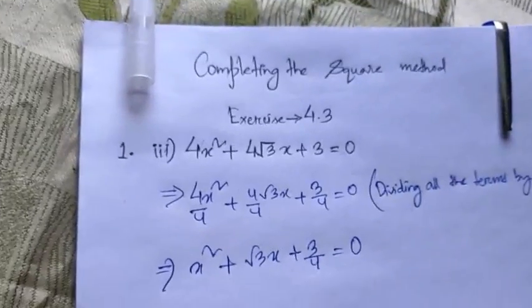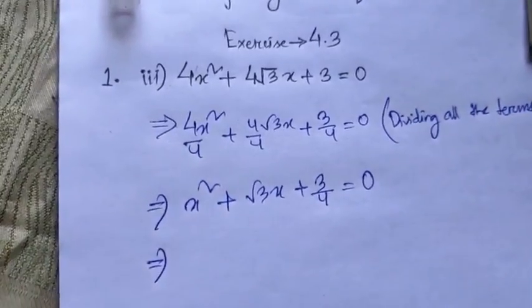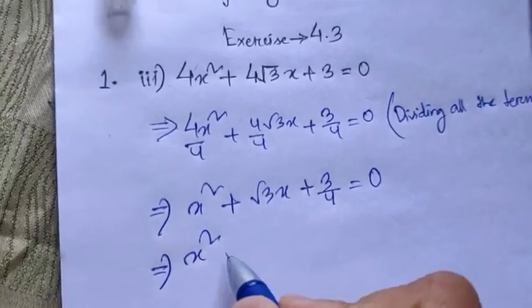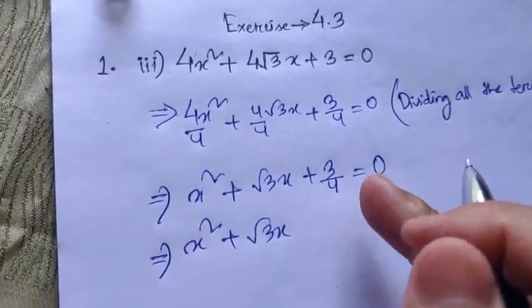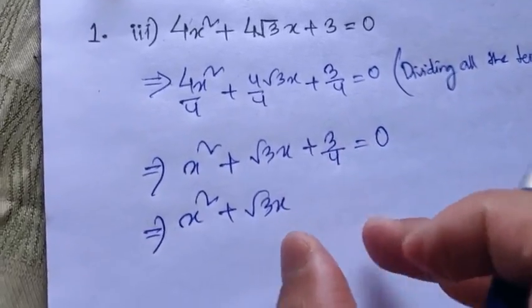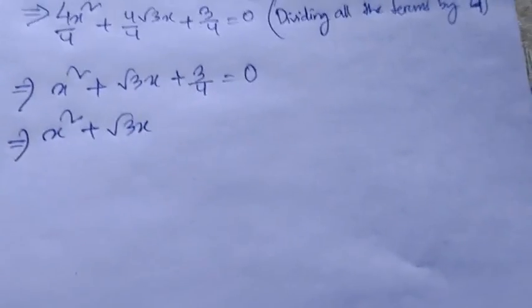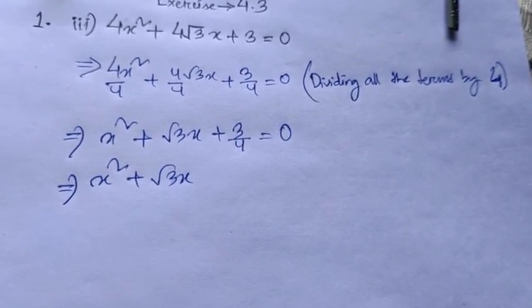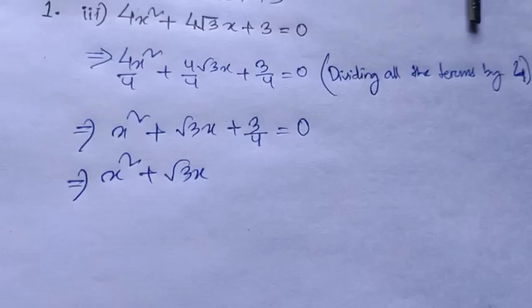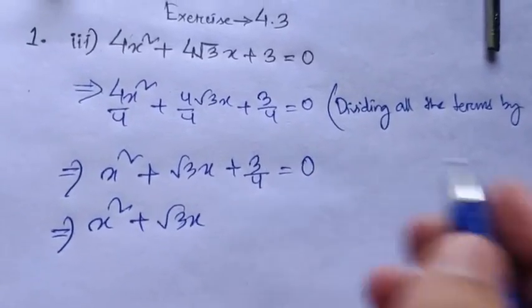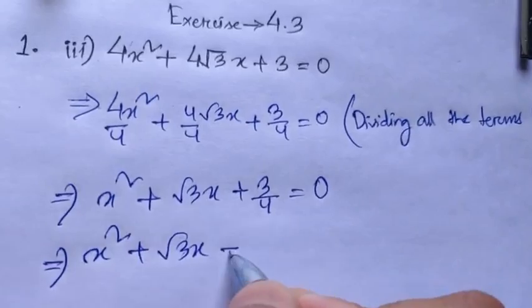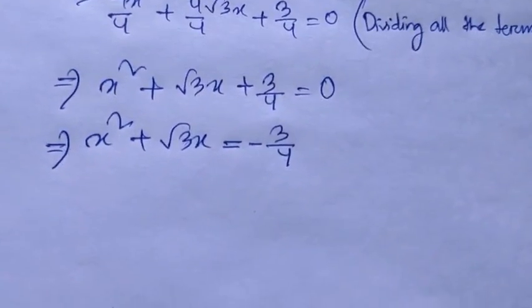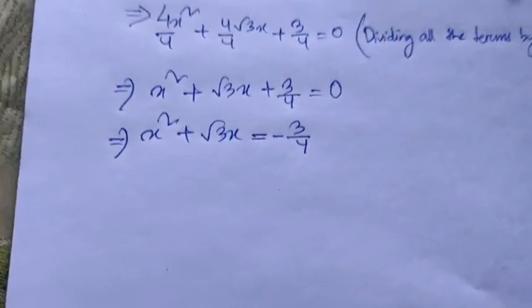Alright, the next step, you can do one thing. You can write like this, and you can keep this 3/4 here also, or we can take this to the RHS also. It is up to you. After lots of practice, you can choose one of the methods, but for now let's keep this 3/4 on the RHS. That means if I take this to the RHS, it will definitely be minus 3/4. Okay, it's simple.